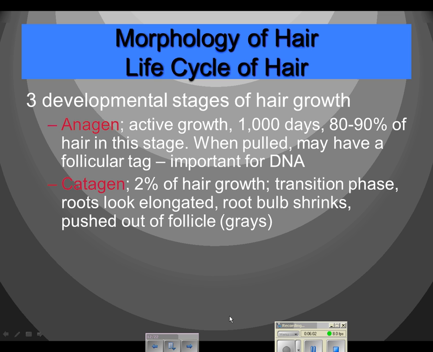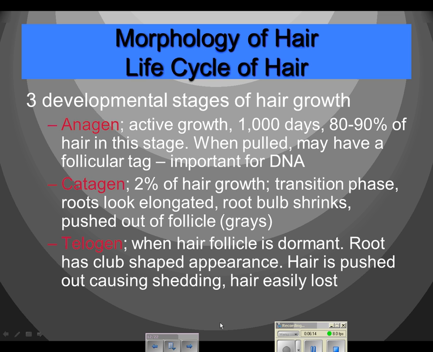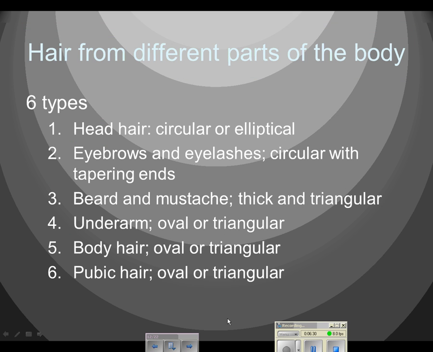Hair that's in the catagen stage is only 2% of your hair, and it's kind of a transition stage, and the root looks elongated, and the root bulb starts to shrink, and it gets pushed out of the follicle. And this is why we end up with grays. And the telogen phase is the last phase, and that's when the hair follicle is actually dormant, so it's not growing any hair, but the root has a club-shaped appearance, and the hair is pushed out, causing shedding. So this is when hair is going to be easily lost. So some of the hairs that we find could actually be from the telogen phase.